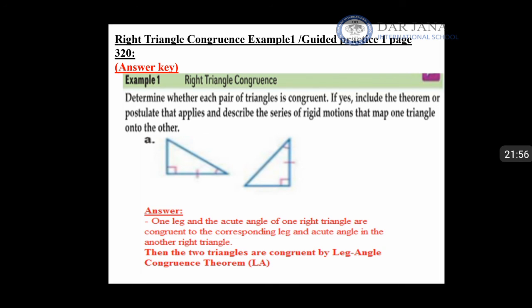We have a leg in the first right triangle that's congruent to its corresponding leg in the second right triangle, and we have an acute angle in the first right triangle that's congruent to its corresponding acute angle in the second right triangle. So here we're using a leg and an acute angle, so it's the LA or leg angle congruence theorem. One leg and an acute angle of one right triangle are congruent to the corresponding leg and corresponding acute angle in the other right triangle. It means here the two triangles are congruent using the leg angle congruence theorem.